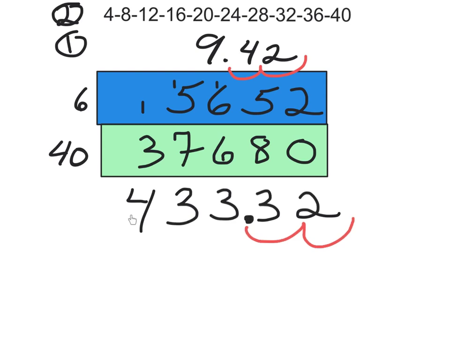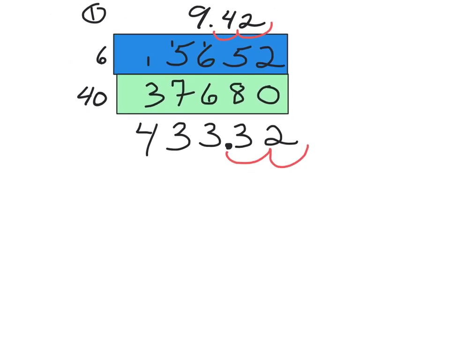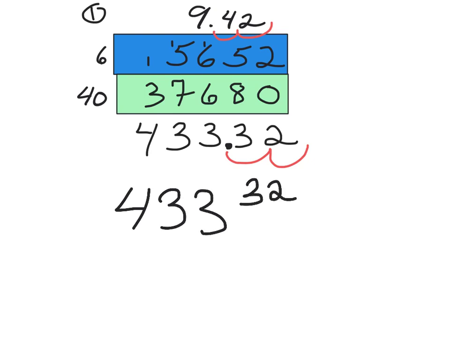So your answer is 433.32. Now, you can also rewrite this as 433, and then put your 32 up on top as your numerator. And then this is in the tens place, this is in the hundreds place, so you can just put 100 right underneath, and voila, my friends, 433 and 32 100ths is your answer.